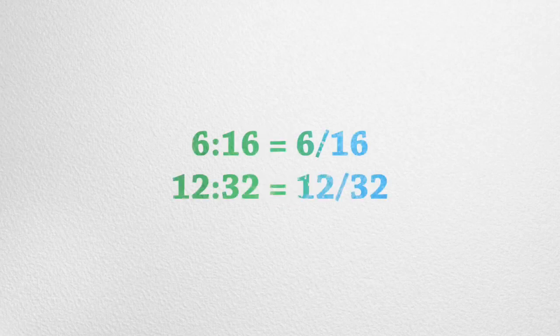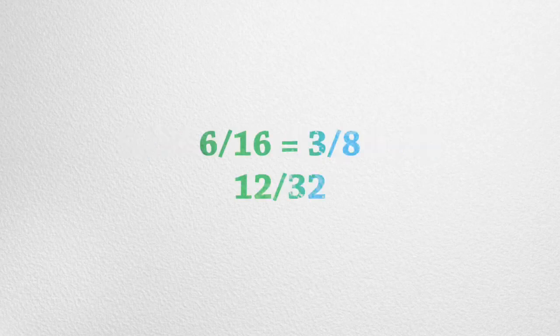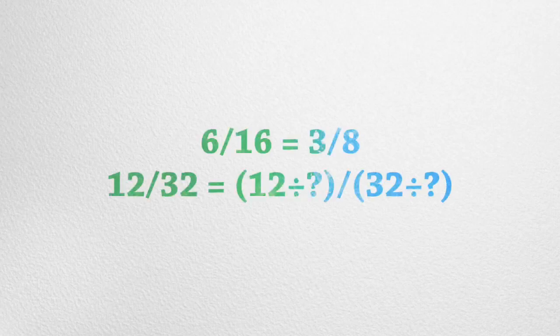What about our other two ratios we saw at the beginning, 6 to 16 and 12 to 32? Well, let's first turn them into fractions. And now let's see if we can simplify either of these. 6/16, I can put that into groups of 2. And if I do that, I see that 6 in groups of 2 becomes 3, and 16 into groups of 2 becomes 8. 3/8.